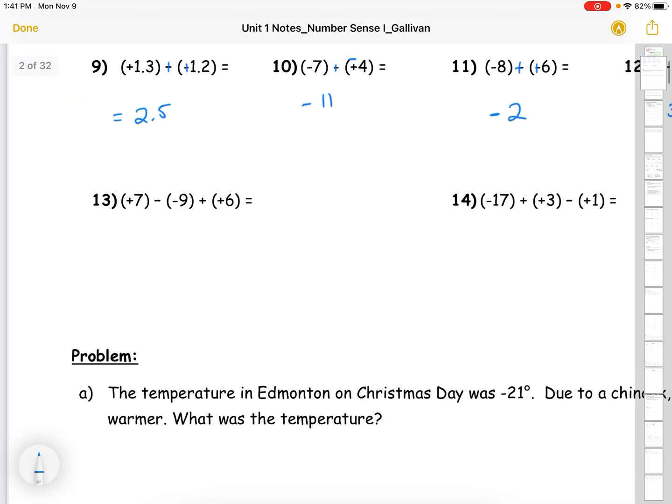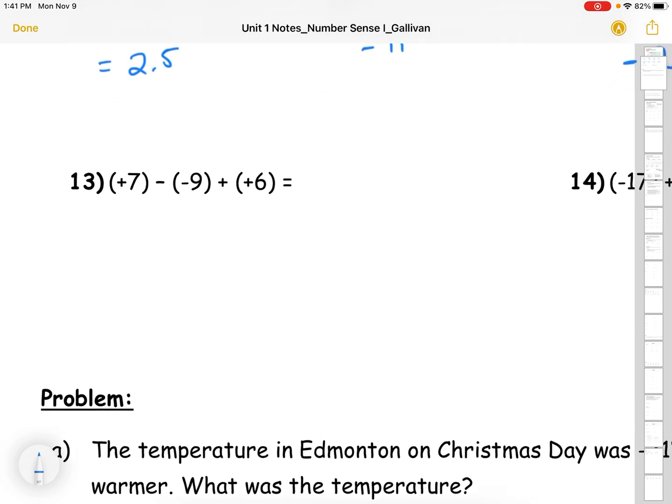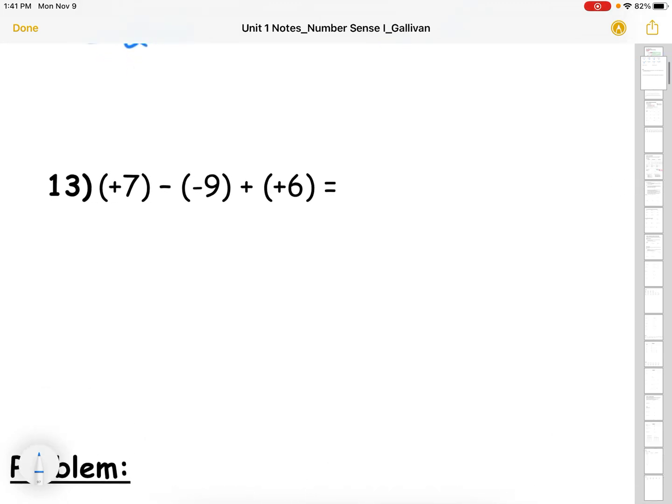And let's look at this. Now, don't get freaked out because there's 3 things here. Just deal with each one separately. So think about what's going on. Here I have minus a negative 9. Well, minus a negative becomes plus a positive. Well, now I'm just adding. Plus 7 plus positive 9 plus positive 6. It's just like adding 7 plus 9 plus 6. So we add those 3 together, we get positive 22.